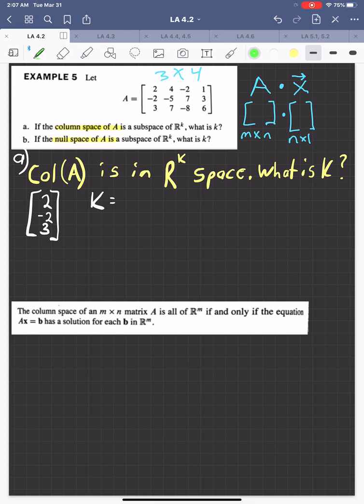Now let me ask the question, what space are we in? Well, you have to think of it, there's 3 variables there, right? We have three different rows, 4 different columns. But look at the entries for each row. There's 2, -2, 3. So in this case, K would be 3. 3-dimensional space would be the column space of matrix A.